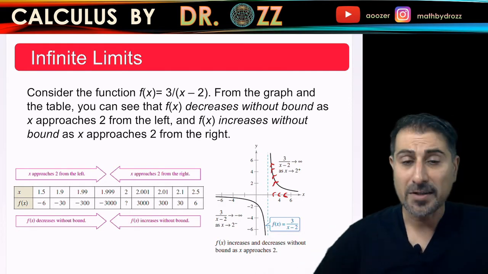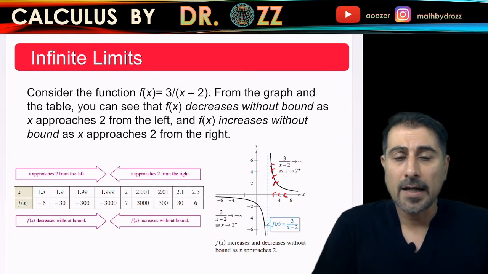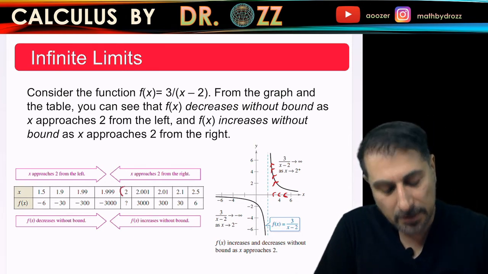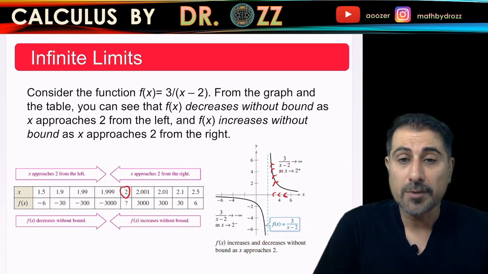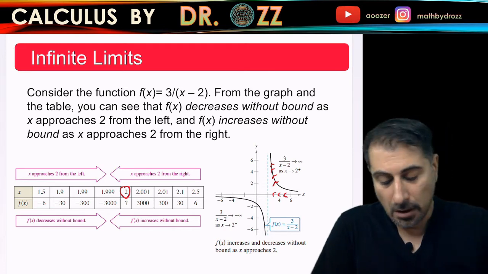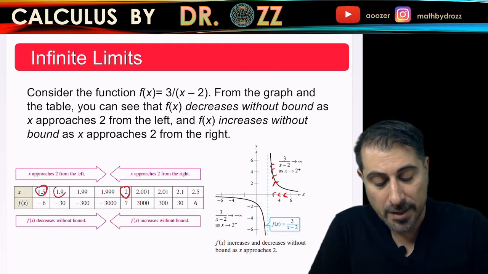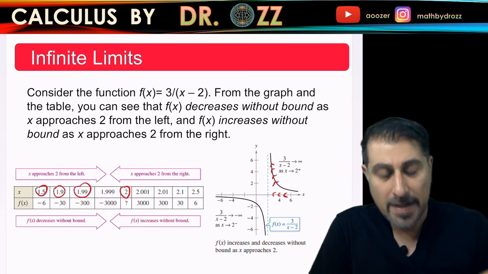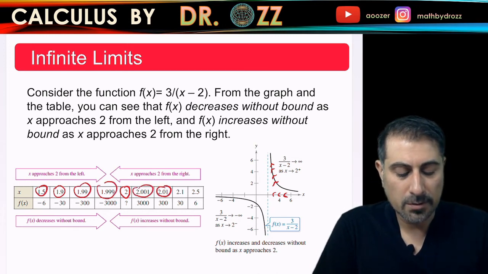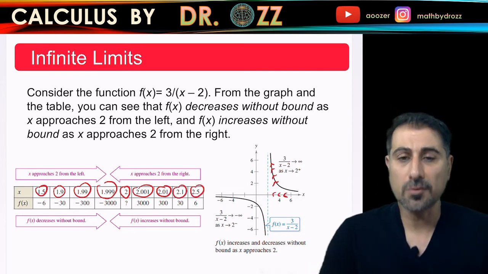So we have infinite limits going on here, but we want to also see this by a table of sample values. So our target point, limit point is 2, and we're getting sample points on the left and on the right of 2. On the very left, we start with 1.5, we choose 1.9, 1.99, and 1.999. And on the right, you have 2.001, 2.01, 2.1, and 2.5. And you can choose other sample points if you wish.